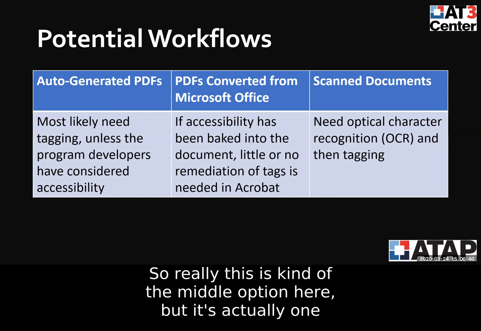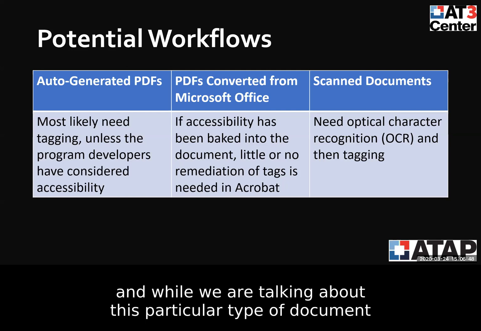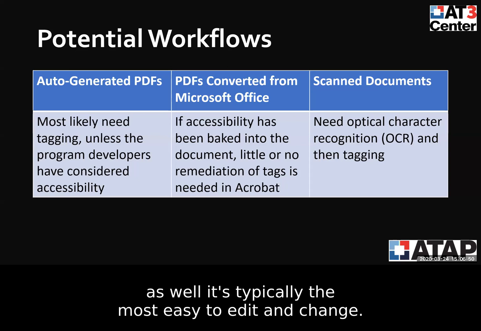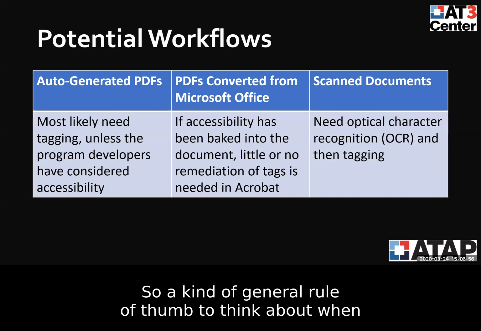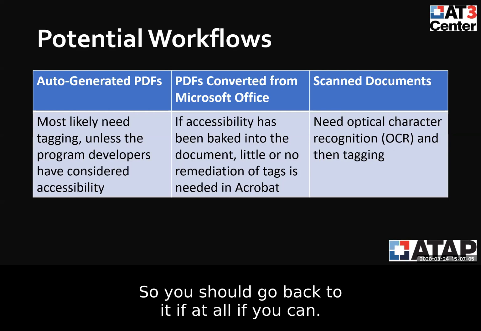So really, this is the middle option here, but it's actually one of the best scenarios that we can possibly have. And while we're talking about this particular type of document, it's typically the most easy to edit and change. So a general rule of thumb when it comes to PDF accessibility is that the source document is always best. So you should go back to it if you can.